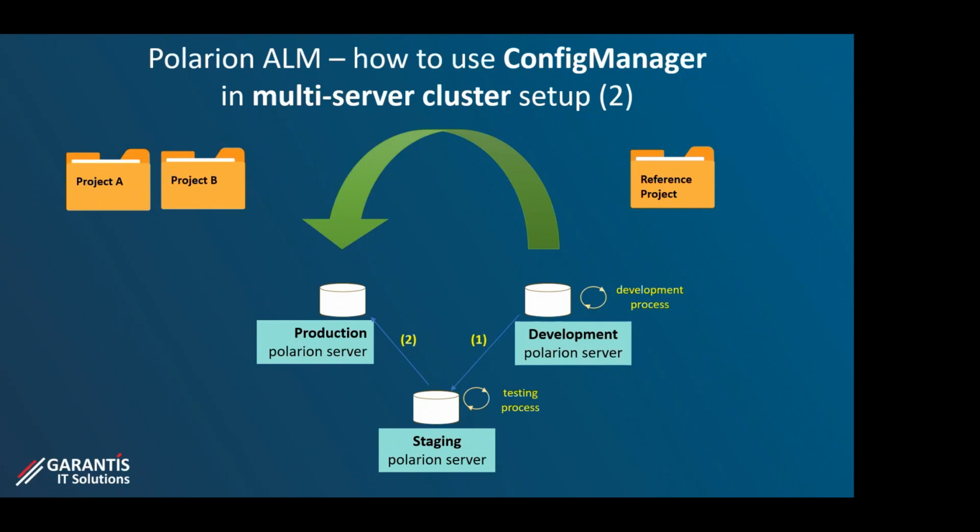Then we want to copy. So number one, it's a copy to the testing process where we have staging Polarion server. After testing is successful, we want to perform operation number 2 to copy to production server. And then effectively we will update project A and project B.